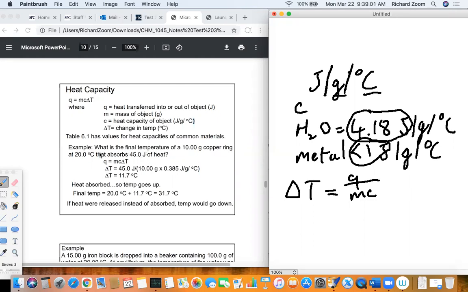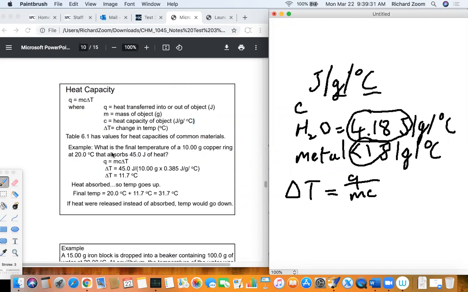Now, what's really important here is the wording of this problem. It says, what is the final temperature of a 10.00 gram copper ring at 20.0 degrees Celsius? That's the initial temperature. And the key word here is absorbs. So if it's absorbing heat, naturally the temperature is going to go up. How much is it going to go up by? Well, it's going to go up by the delta T that we calculated down here, 11.7 degrees.